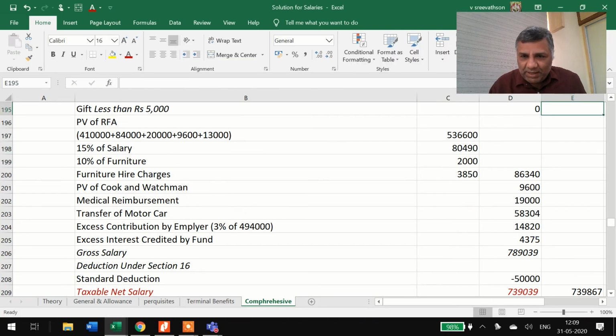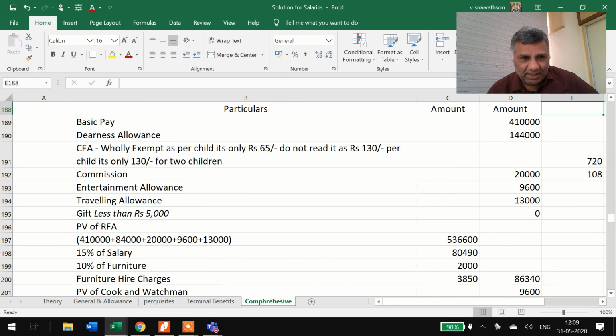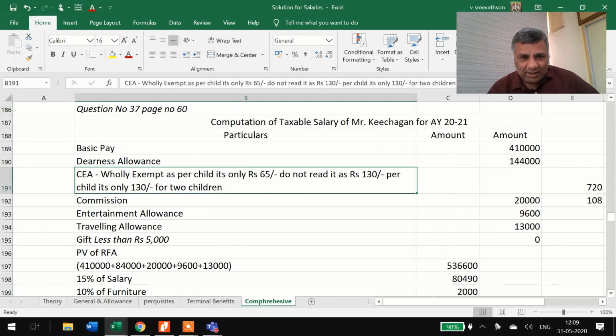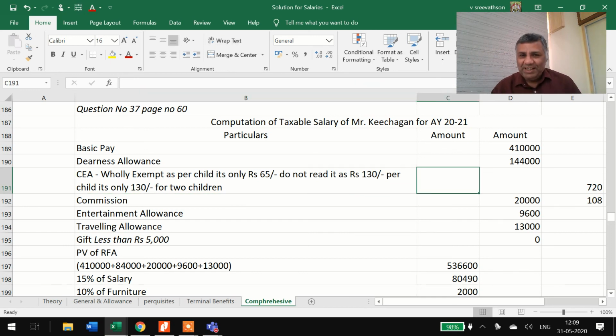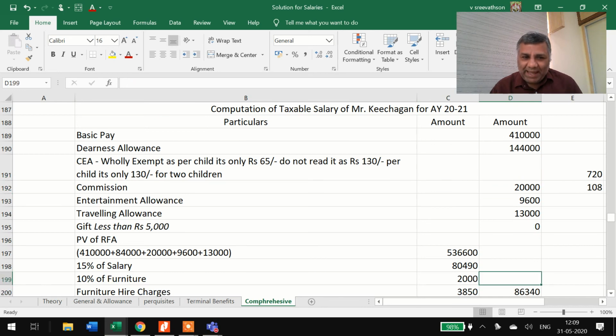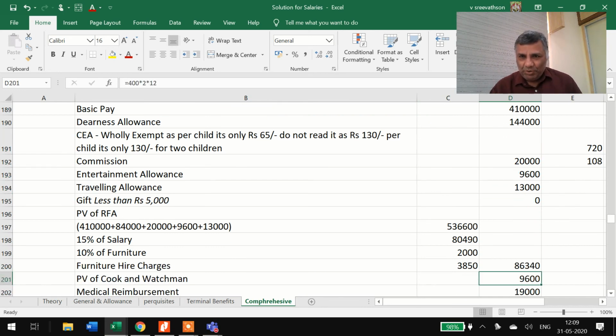The children education allowance is nil. I was waiting for Samyukta's answer. She didn't send it to me. I'm sure, because PSBB students won't make a mistake. So it is wholly exempt, as it is only 65 per child. Do not read it as 130 per child. It is only 130 for both the children. So the entire amount will be exempt, and this is how your RFA calculation will go.